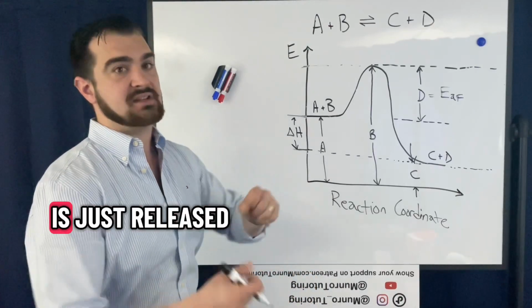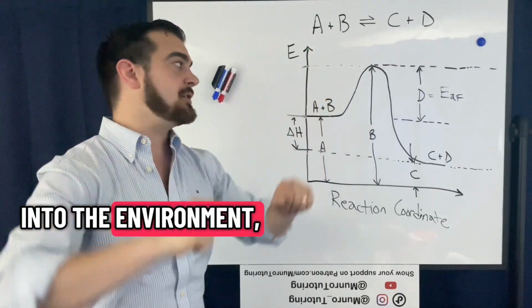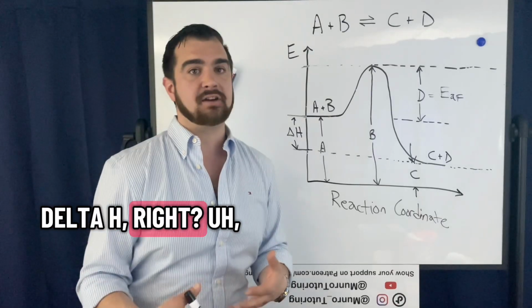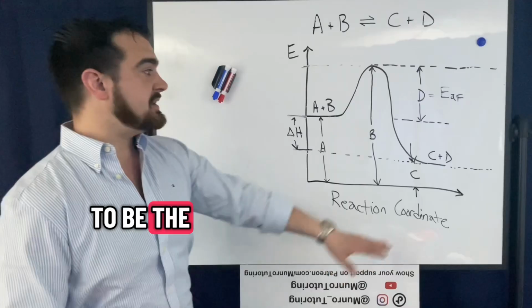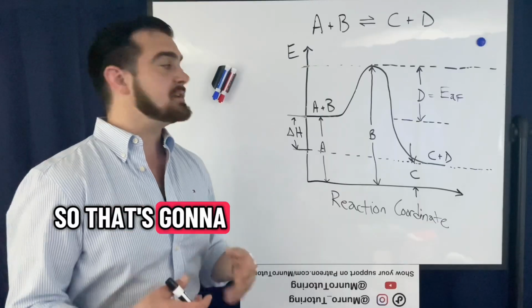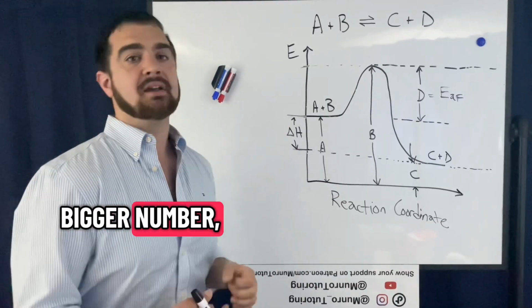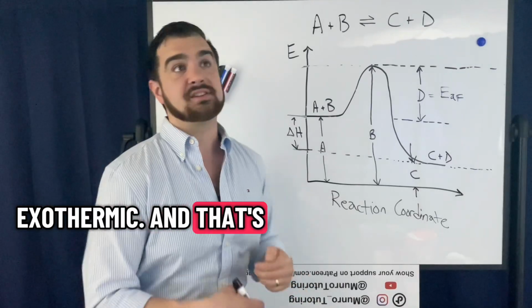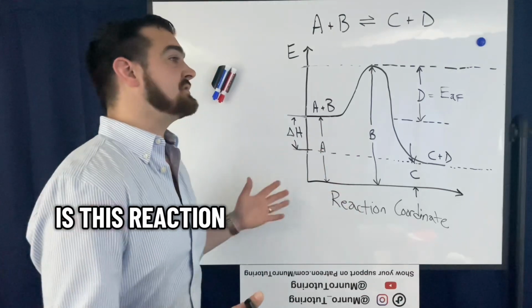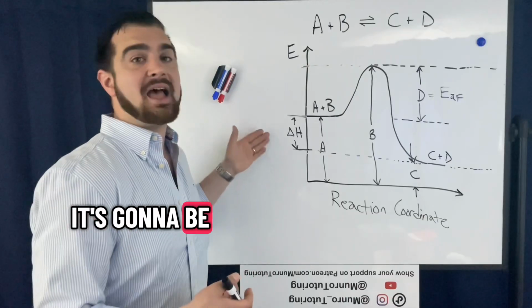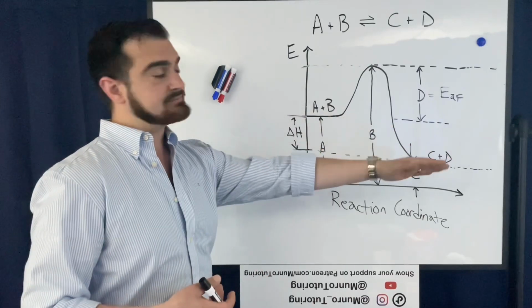So that difference is just released into the environment. And that's our delta H. So this is going to be a negative delta H, right? Because it's going to be the energy of the products minus the energy of the reactants. So that's going to be a lower number minus a bigger number, and that gives us a negative delta H. So this is exothermic. And that's a great question that you might see: is this reaction endothermic or exothermic? In this case, it's going to be exothermic for the forward reaction.